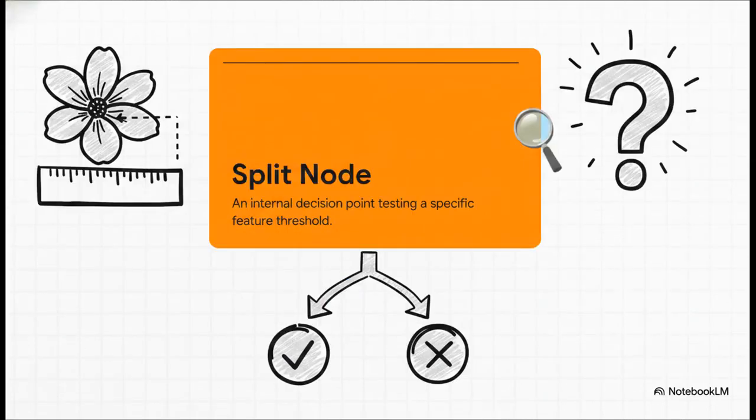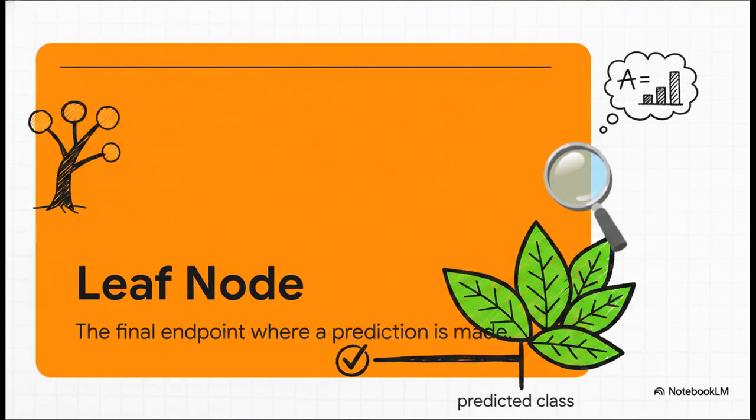Then, as we travel down the branches, we hit split nodes. These are your internal decision points. In a machine learning context, this is exactly where the algorithm tests a specific feature threshold. It's like asking a binary true or false question, like, say, is the petal length less than 2.45 centimeters? And finally, we reach the bottom. This is the leaf, or terminal node. It's the final endpoint. Basically, it's where the model officially runs out of questions to ask and assigns the final predicted class. Or if we're dealing with regression, it assigns an average numerical value.